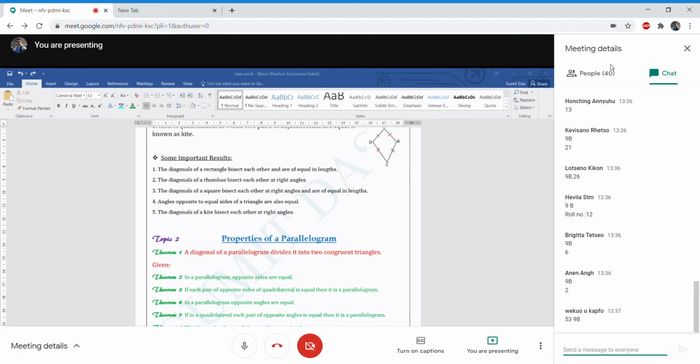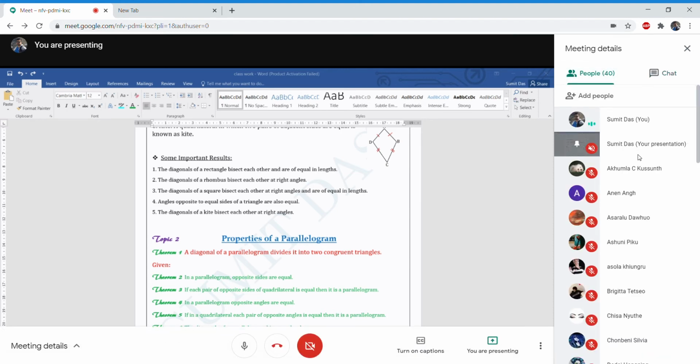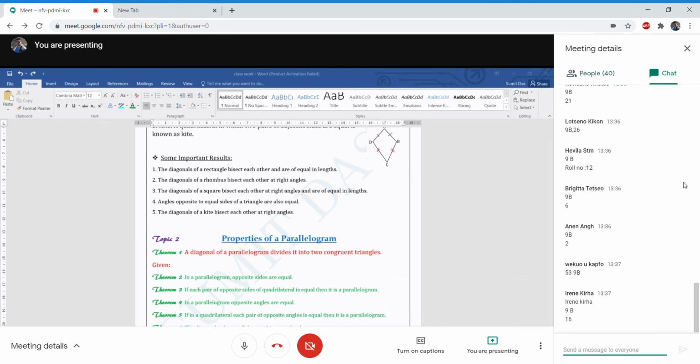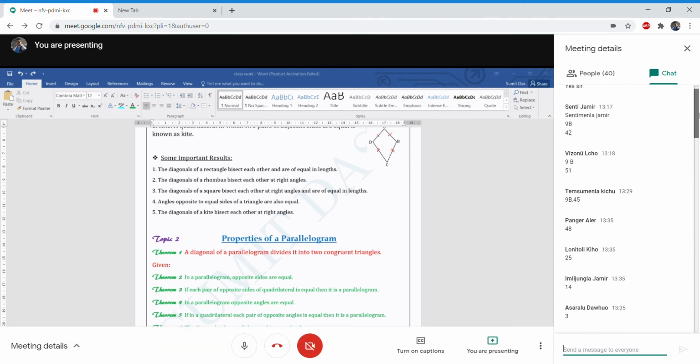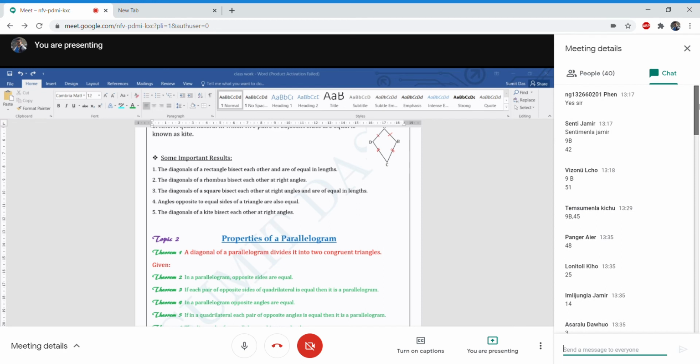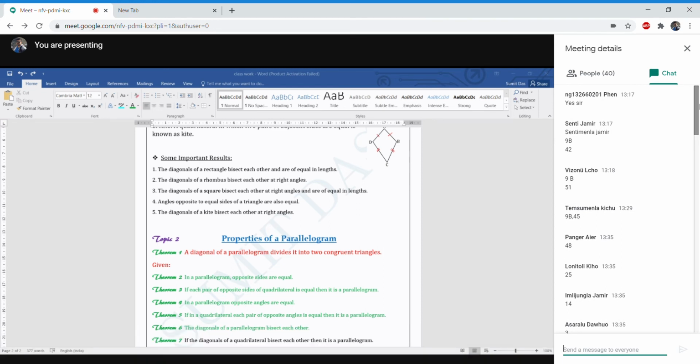Okay, how many students are there? There are 38 students. Still only... I got 31 students. If anyone is missing, please let me know. If anyone has still not given, please let me know. 52. Sainty Jameen 51, 51, 51, 51 is there.